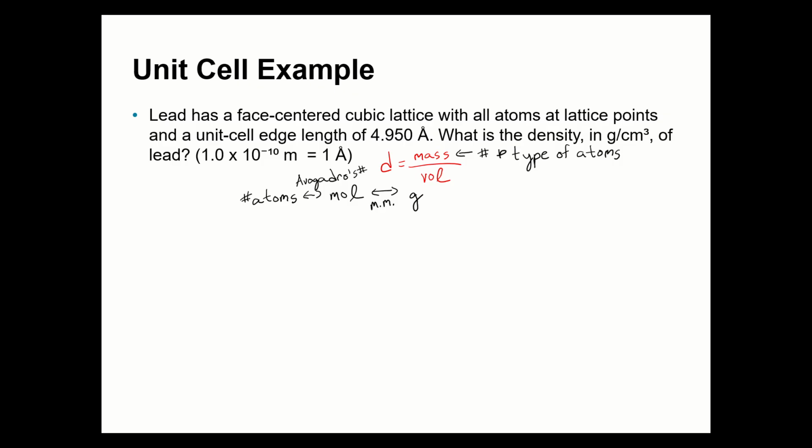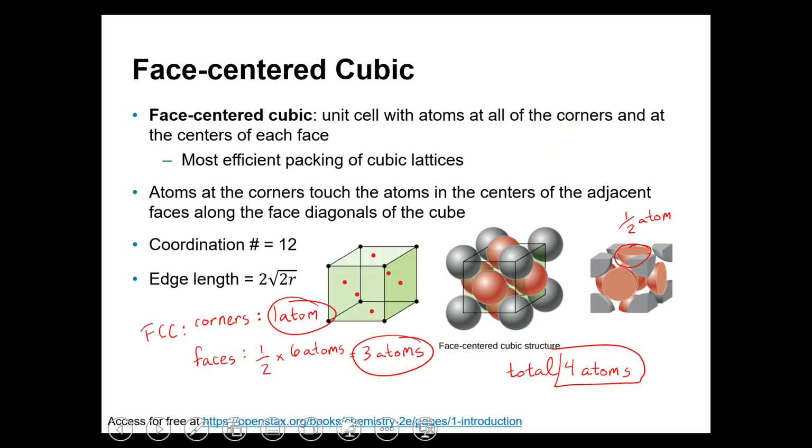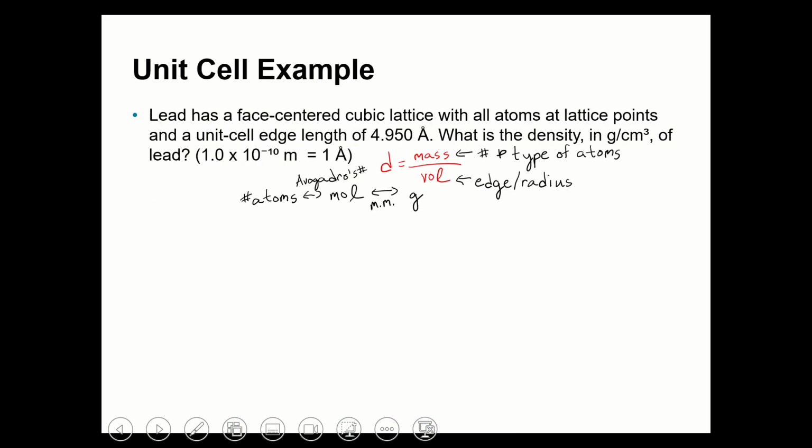Okay, so you may need to go back and review those topics. And then the volume is going to come from either the edge of the cube or the radius of the atom. Right, because for each type of unit cell, we know how to calculate the edge length from the radius of an atom. And of course, once we know the edge of a cube, remember that the volume of a cube is just going to be the length or the edge cubed. Okay, so with this information, let's see what they give us and what we're looking for.